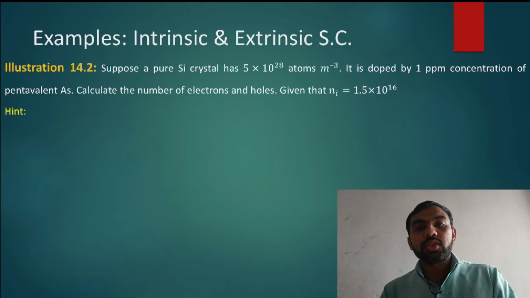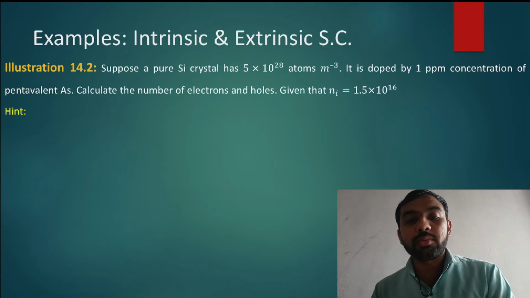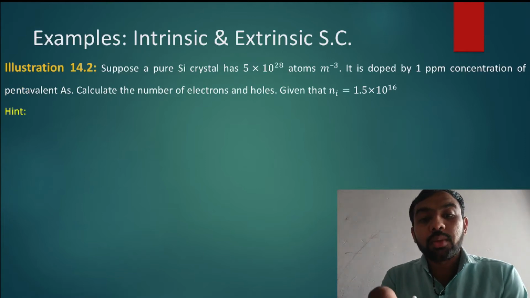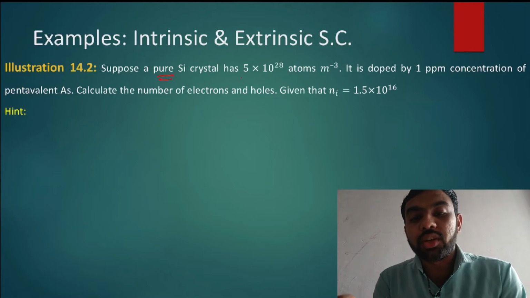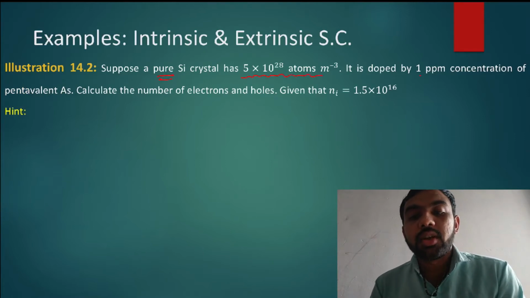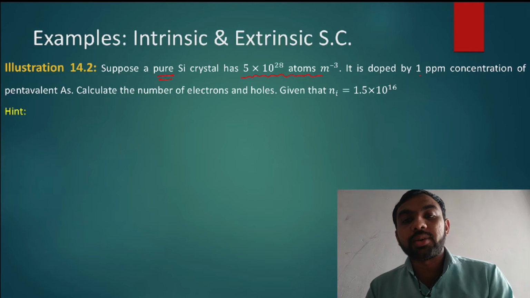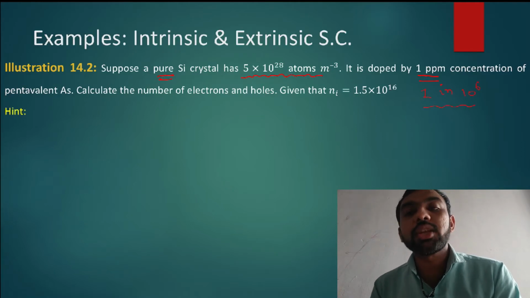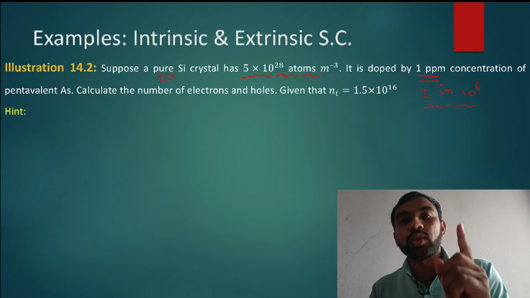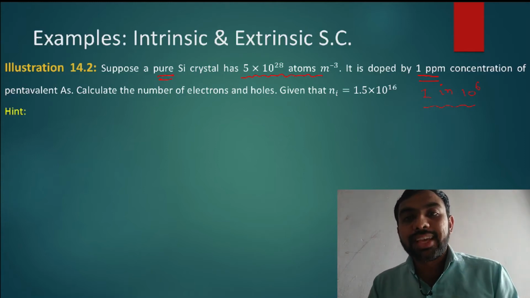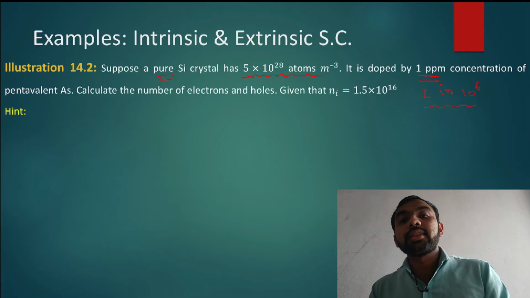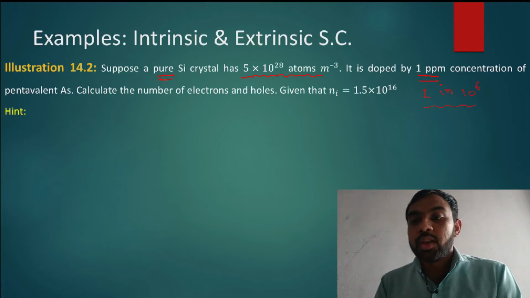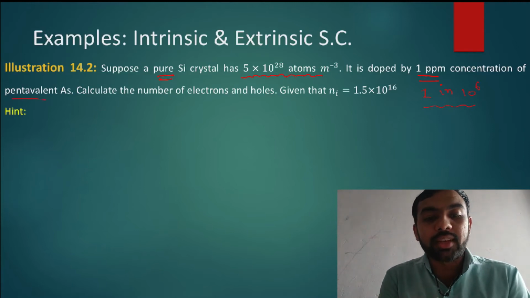Okay, this is illustration number 14.2. What is the problem statement? Suppose a pure silicon crystal has 5 into 10 raised to 28 atoms per meter cube. It is doped by 1 ppm. What is the meaning of 1 ppm? 1 ppm means 1 atom in 10 raised to 6 intrinsic atoms. Okay, concentration of the pentavalent arsenic.